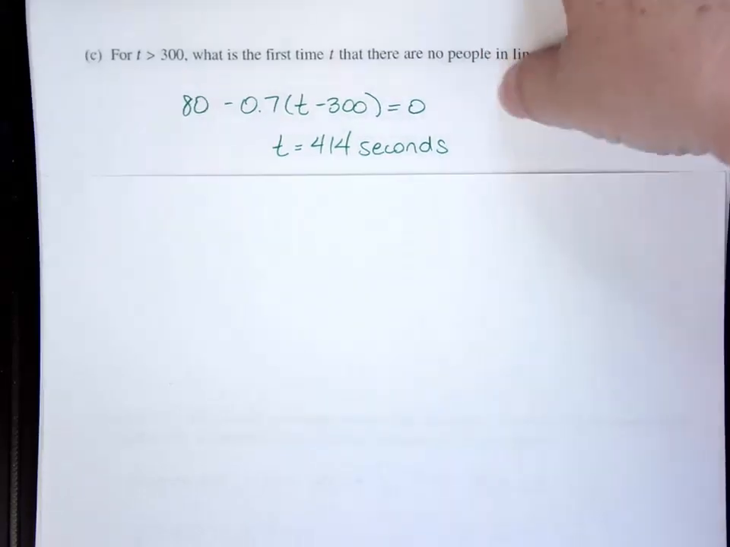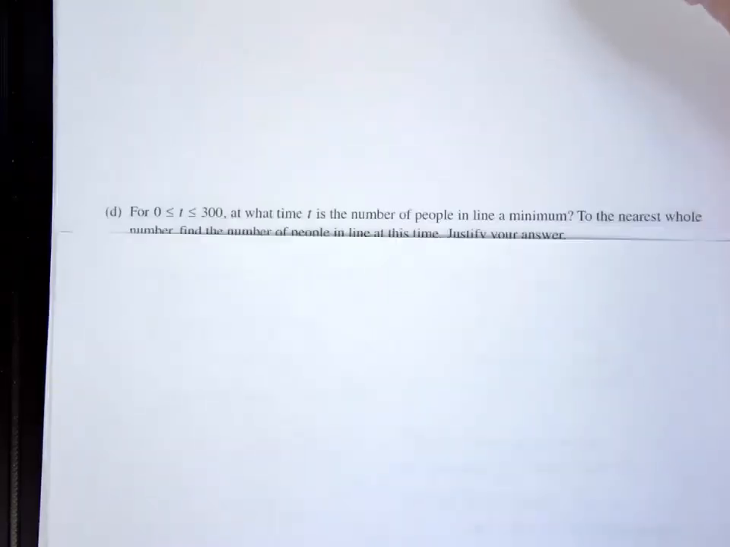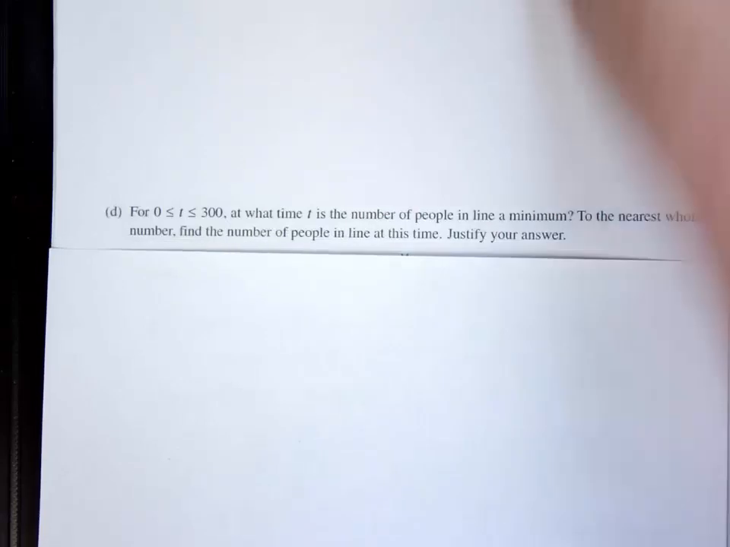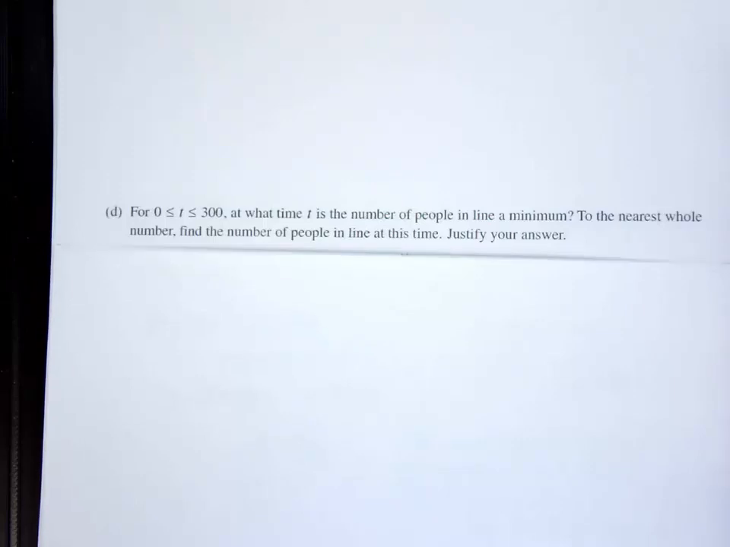And then finally, part D: for 0 to 300, at what time t is the number of people in line a minimum? Now notice a couple of things. First of all, it says a closed interval, and it's asking for a minimum, so you're going to do an absolute minimum in this case. To the nearest whole number, find the number of people in line at this time and justify, so you're going to have to do some work.